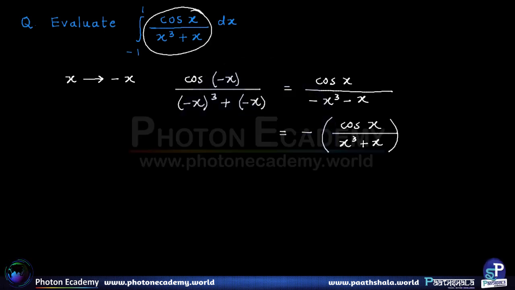So therefore, with the help of the property, we can directly write the answer as 0. Right? So we have here used the property relating to odd functions.